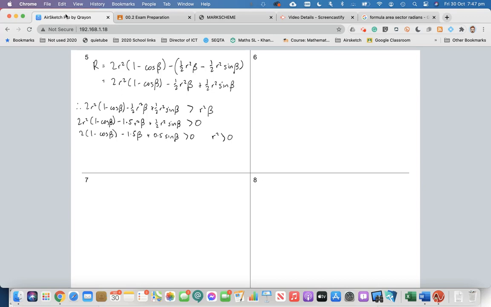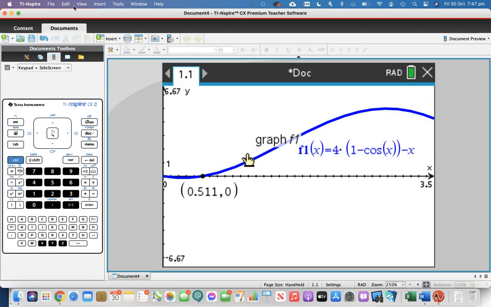Okay, now here's the bit that you need to appreciate from this point on. This looks complicated, but it's easy to graph. Note this is important. So if this is going to be our function, we want to work out values of beta such that the function is greater than 0. So let's go to our GDC and see what that means.